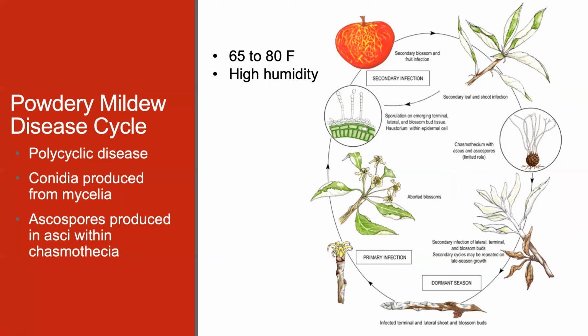Ascospores do not play a significant role in the infection cycle. This is because the chasmothecia, of which there's one shown here, a chasmothecium, previously called cleistothecium, do not split open easily, and when they do break open, the majority of the ascospores are immature and don't germinate.